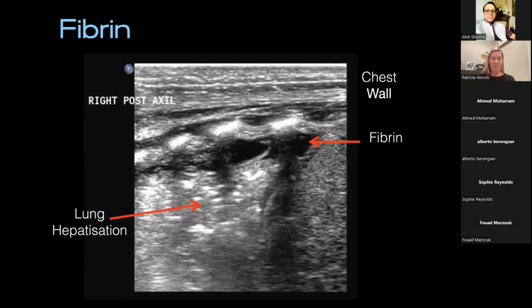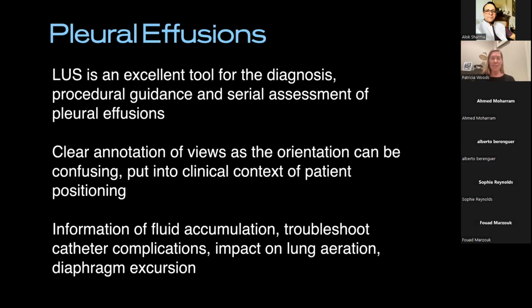Okay, so I think lung ultrasound outshines X-rays on every single level when it comes to pleural effusions. I think it can really help you with confirming the diagnosis. It can certainly help you with procedural guidance and your serial assessment of the impact of the fluid, and what you observe with your artifacts with the lung, how well aerated or not lung proportions are. My advice: clear annotation.